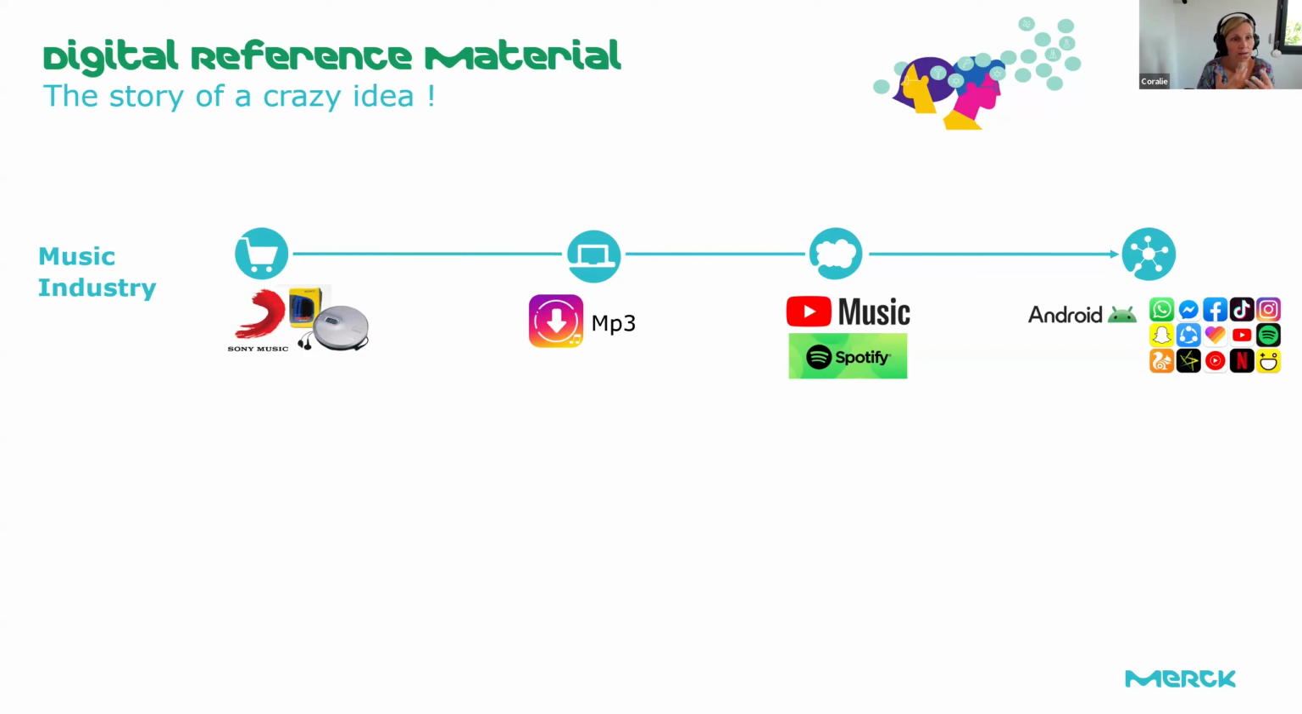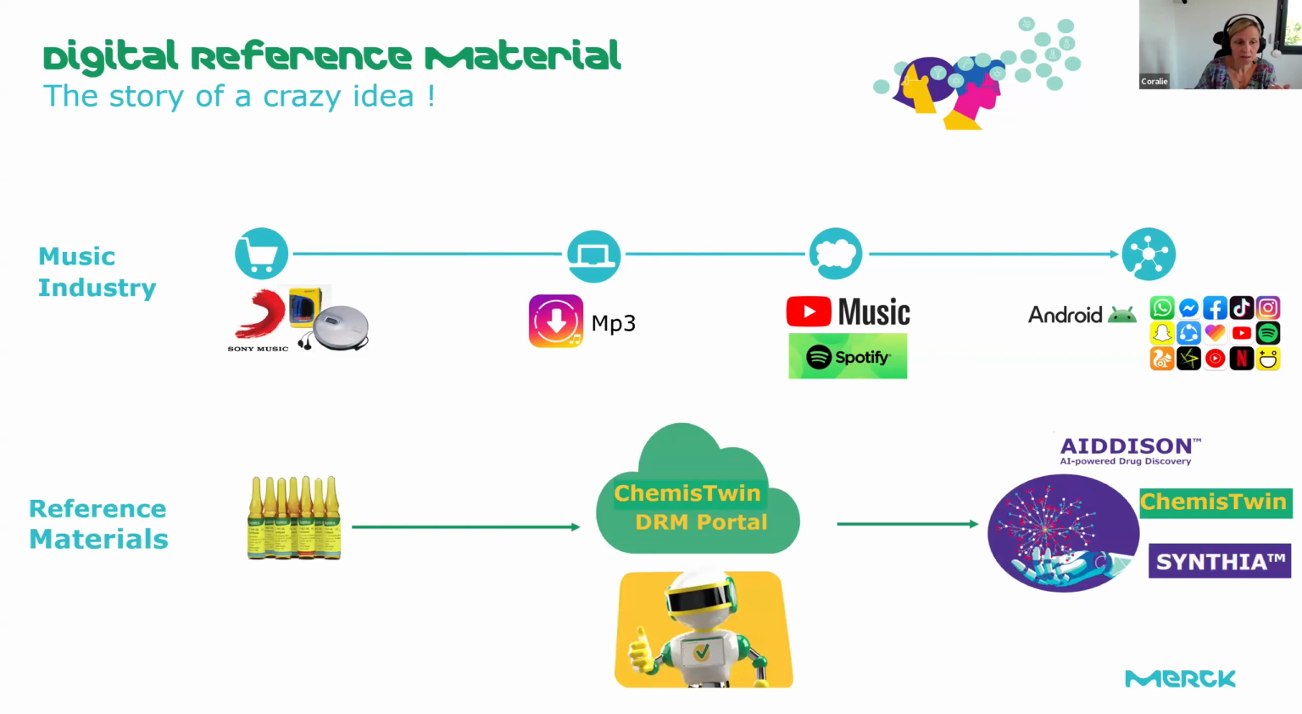And we thought, what if the same thing happened to reference materials? Because our customers don't care about the physical product, they care about the data they can get from it, and they care about comparing their own data to the reference data. Could we build that? And we decided to start with NMR and build the ChemisTwin portal containing what we call digital reference material. Now, Merck is also building some other applications, where we want those applications ultimately to work into an ecosystem, but we're not there yet.